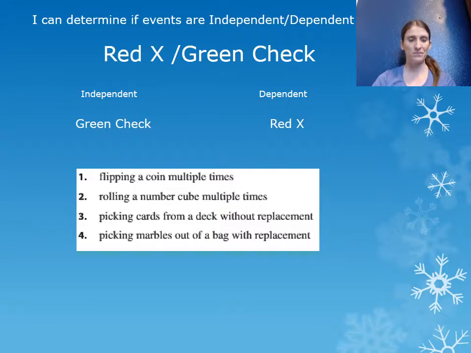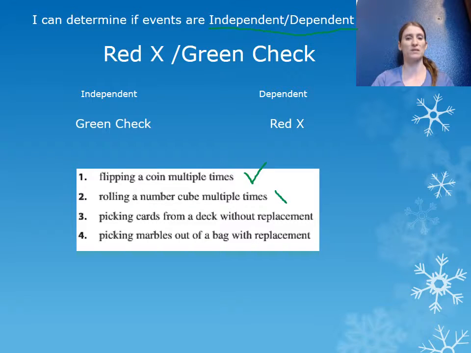Okay, so I'm going to give green checks and red X's here. Flipping a coin multiple times, we're just determining if these are independent or dependent. Flipping a coin multiple times, okay, well, to me that's a green check. It's independent. It doesn't matter. I'm going to flip the same coin again and again and again. It's not like I'm going to cut half of the coin off and now not have one of the sides. Okay, that would be silly.